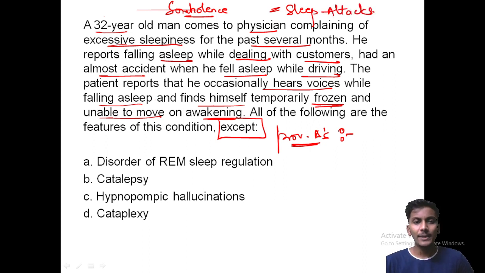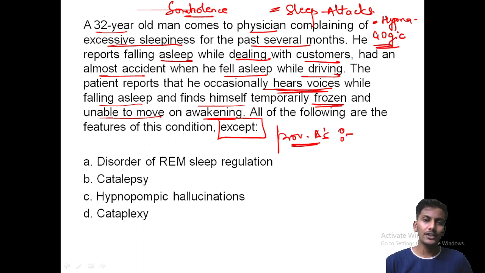Along with that, the patient also reports that he occasionally hears voices while going to sleep. So while going to sleep, if the patient is hearing voices without anybody around him, those are auditory hallucinations, and these auditory hallucinations while going to sleep are known as which hallucinations? These are known as hypnagogic, going to sleep, hypnagogic hallucinations, right? So hypnagogic hallucinations are seen.